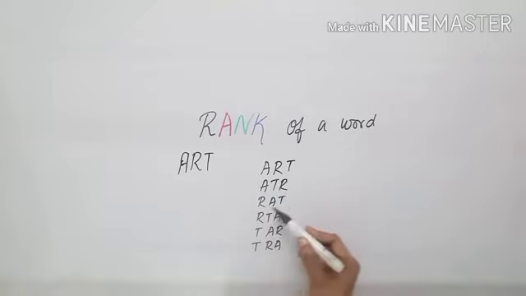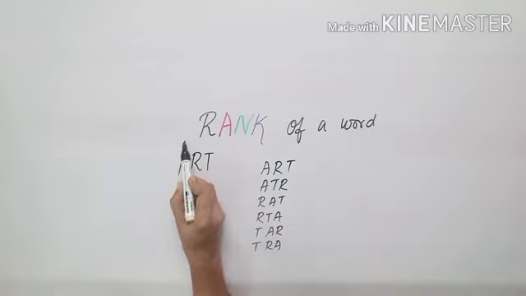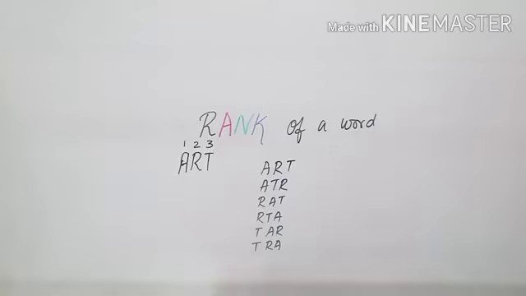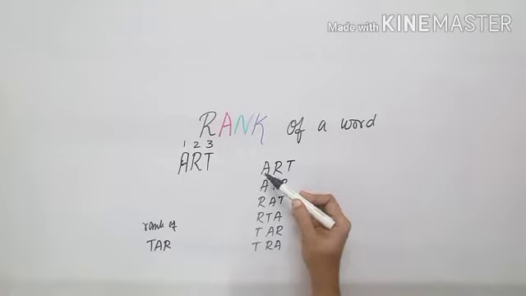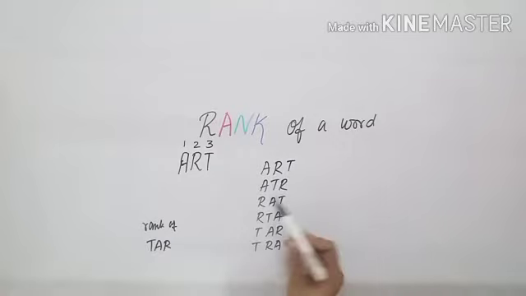A-R-T, A-T-R, R-A-T, R-T-A, like this we have written. This is alphabetical order arrangement. Out of the three letters, this is first rank in alphabet, this is 2 and this is 3. My question is, find the rank of the word T-A-R. When I write it in order, A-R-T will be first in my alphabetical order. Then after A-R will come R-A-T and then R-T-A.